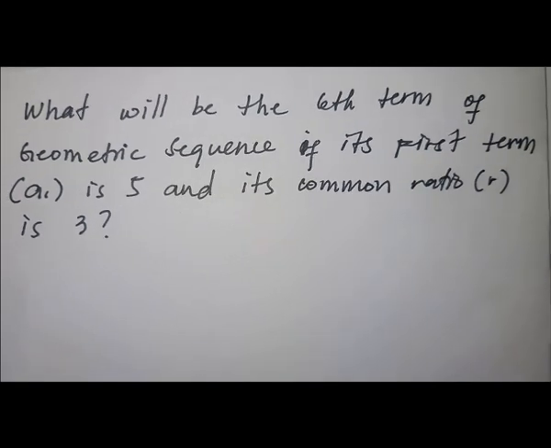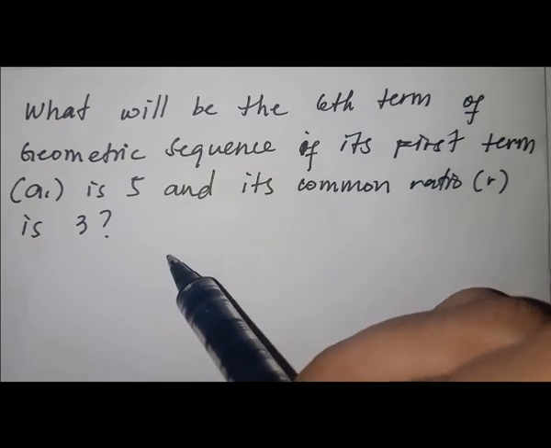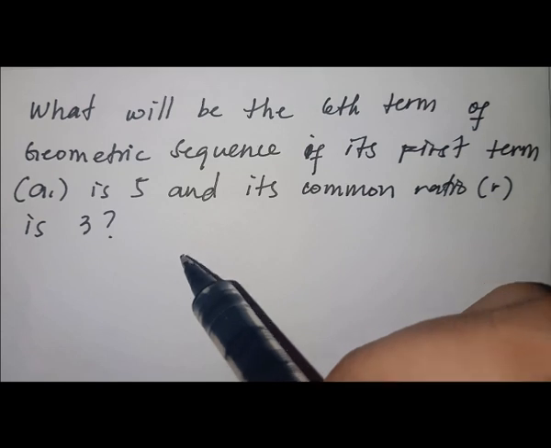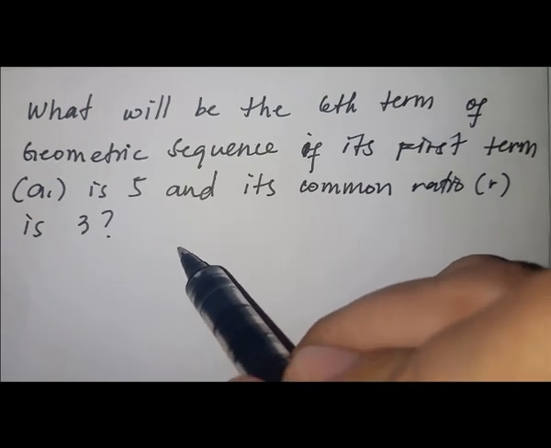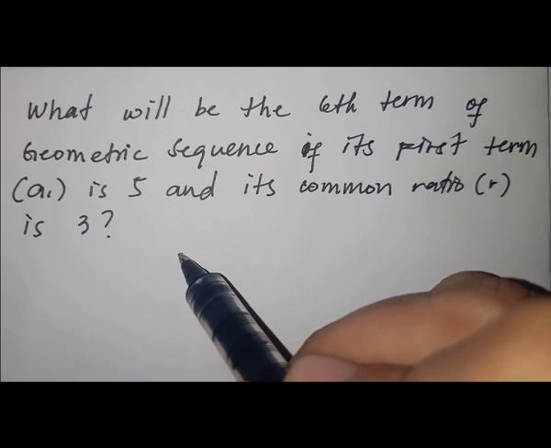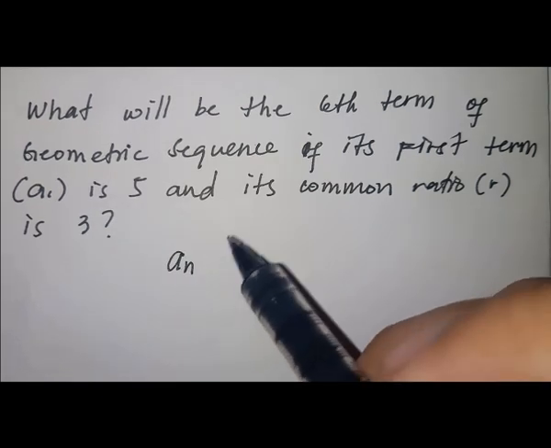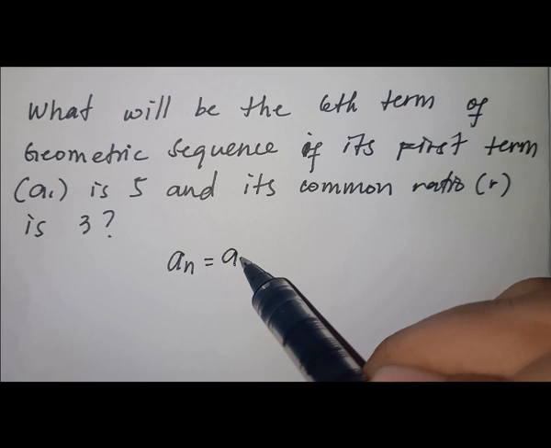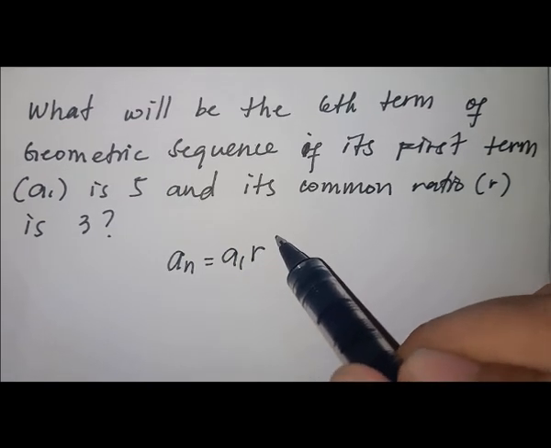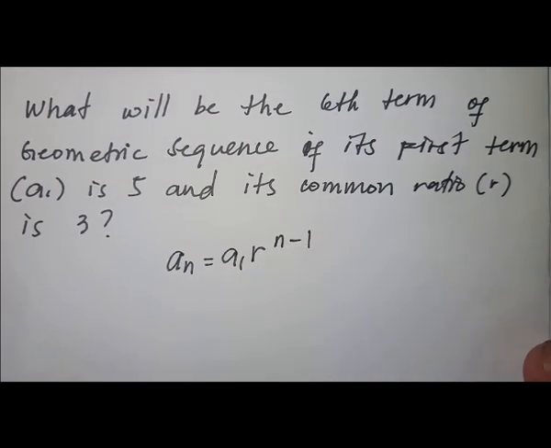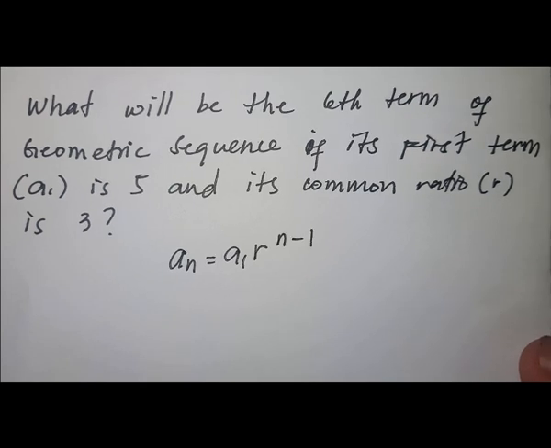So, what will be the 6th term of geometric sequence if its first term is positive 5 and its common ratio is positive 3? So, syempre, para hindi natin nakakalimutan yung process, we need to always write the formula, no? Para mas maging familiar tayo sa formula ng geometric sequence. Okay, so we have a sub n is equal to a sub 1 times r raised to n minus 1.